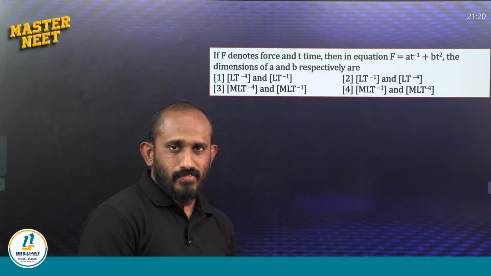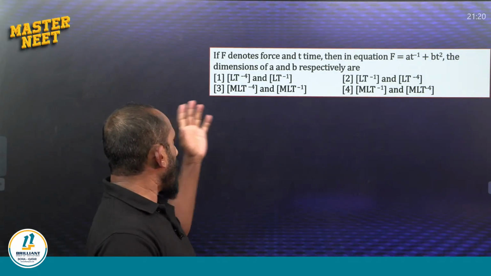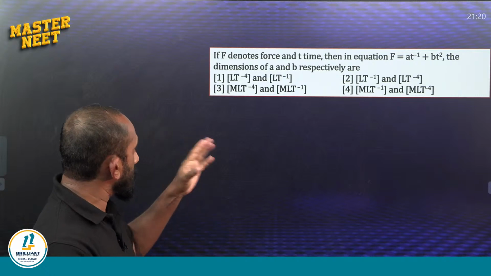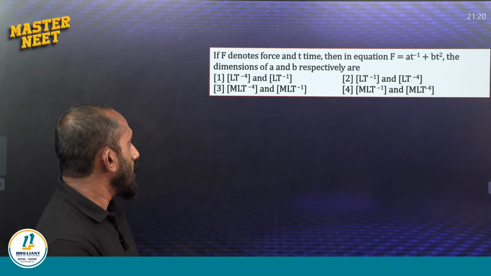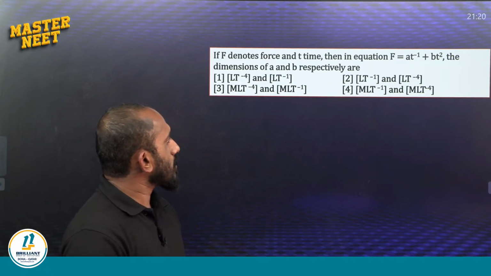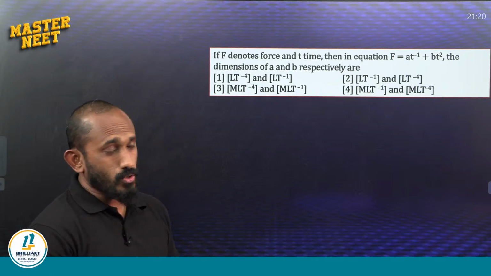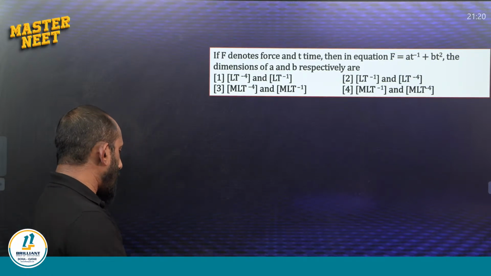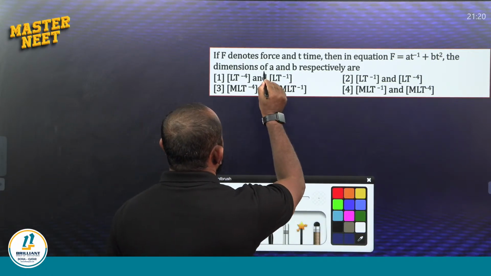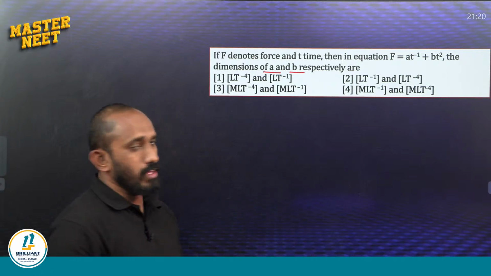Question number 1 is from units of measurement. If F denotes force and T the time, then in the equation F is equal to A T raised to minus 1 plus B T square, the dimensions of A and B respectively are. So you have to find the dimensions of A and B.